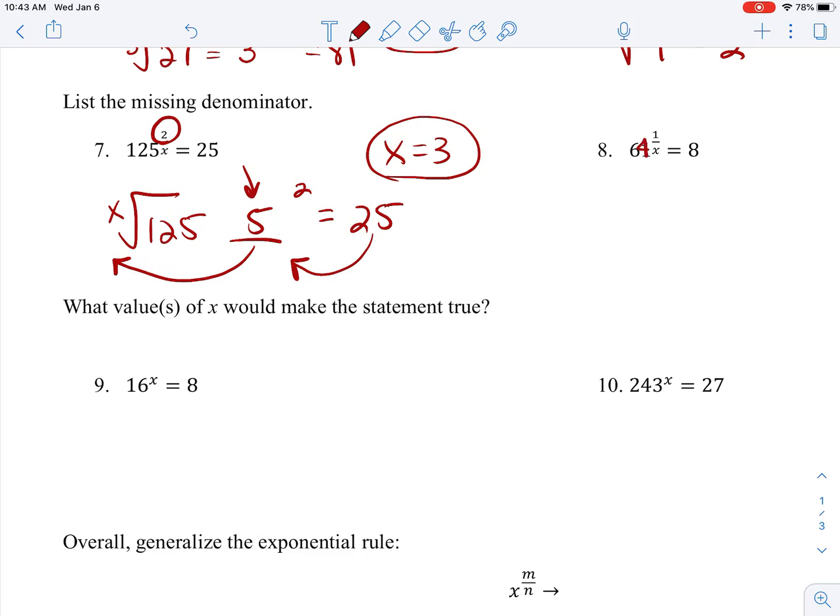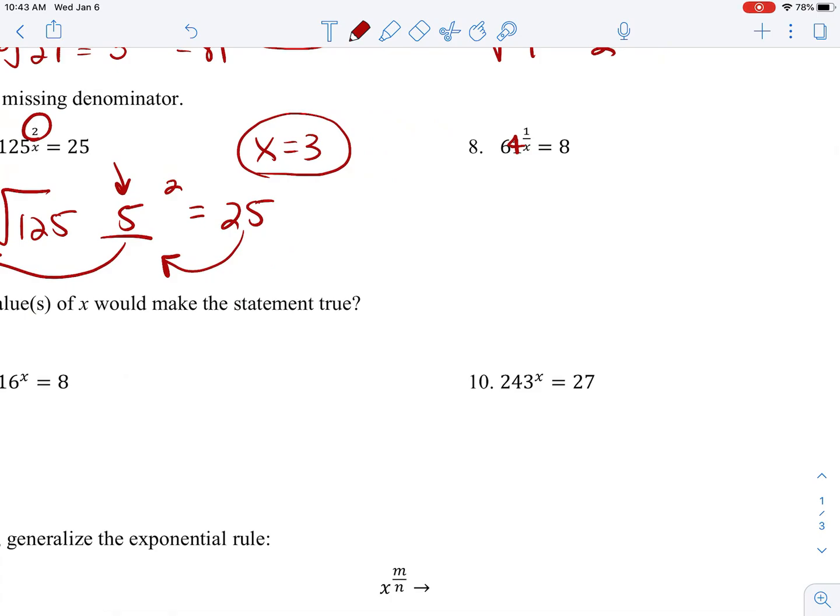There's a typo on this page. This is supposed to be 64. I apologize. So we know, in this case, that 8 is a number to the first power. Well, that one's pretty clear. That's 8. And so what root of 64 is equal to 8? That's 2. I need to take the square root. Square root is 2.